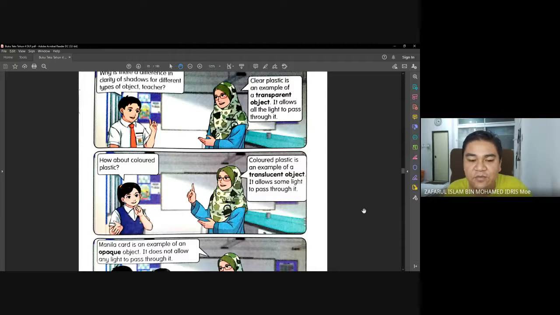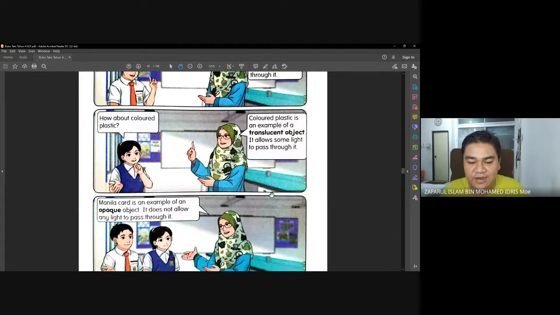And then the third one, manila card. Bayangkan ayah awak bawa balik barang bungkus dengan kertas surat khabar atau bungkus dengan manila card. Manila card is an example of an opaque object. It does not allow any light to pass through it. Langsung tak nampak. So kita tak tahu apa yang dibeli, surprise. Awak ingatkan KFC kan, buka-buka apa? Ayah awak beli bawang. Kan kecewa.